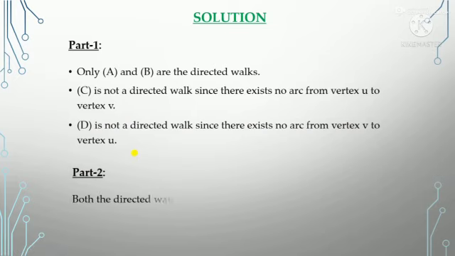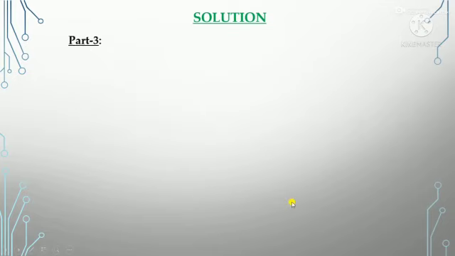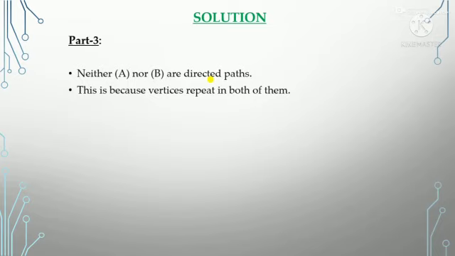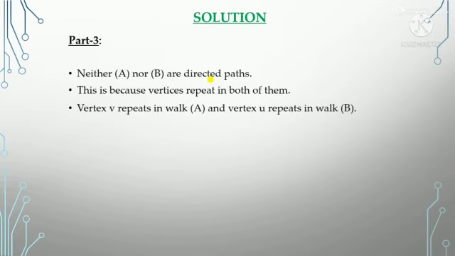Now in the second part, I told you that both directed walks A and B have length 4, because the edges in both walks are 4. Third one: neither A nor B are directed paths, because vertices repeat in both of them. Vertex V repeats in walk A and vertex U repeats in walk B. So it does not become a path.